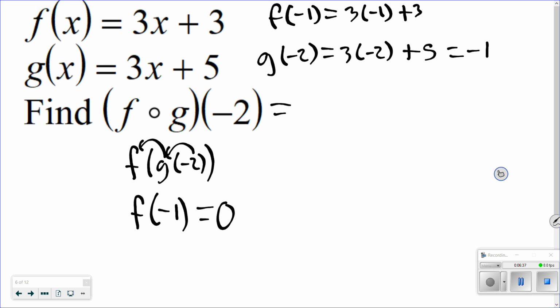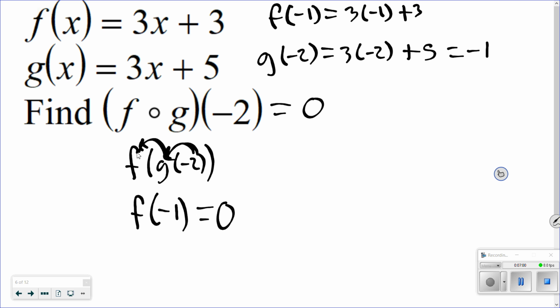So my final answer: when I plug negative 2 into g, I got negative 1. When I plug negative 1 into f, I got 0. That's my final solution. So think of it as being this. You take your number, you plug it into the inside function, get your answer. Whatever answer you get, you plug into the outside function. That gives you the final answer. Let's look at what happens now.